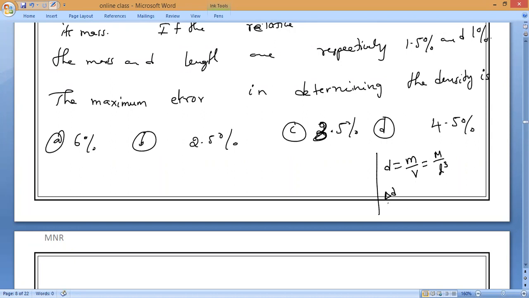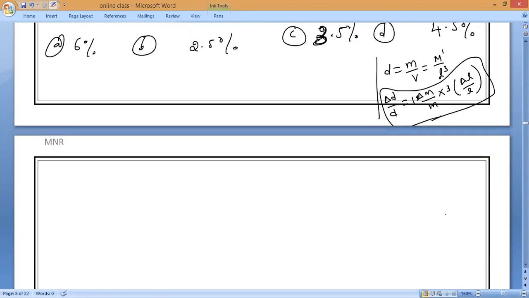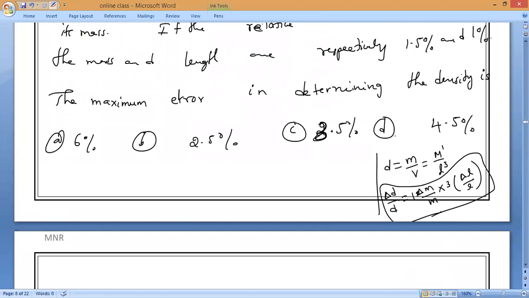So delta D by D, what will come, Laksha? Fast, tell me, delta D by D. 1 into delta M divided by M, plus 3 into delta L divided by L. If you know this, that is enough, you will be able to solve. Solve it and send me the answer. The answer will come 4.5. You cannot take any help.